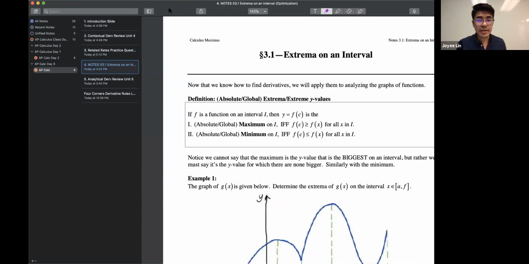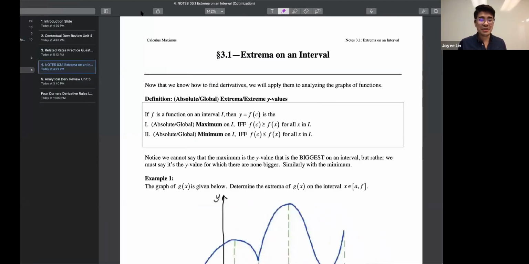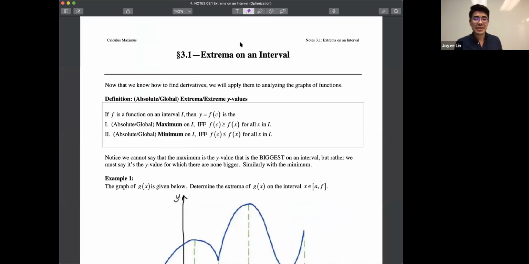This one I wanted next. Yeah, okay. Extrema on an interval, right? Extrema is just a fancy way of saying maximum or minimum. And I just want to go over this really quickly just to show you the different ways there are of calculating extrema.